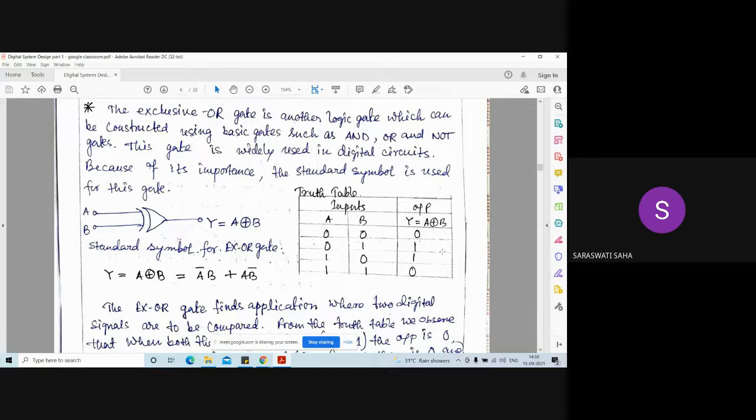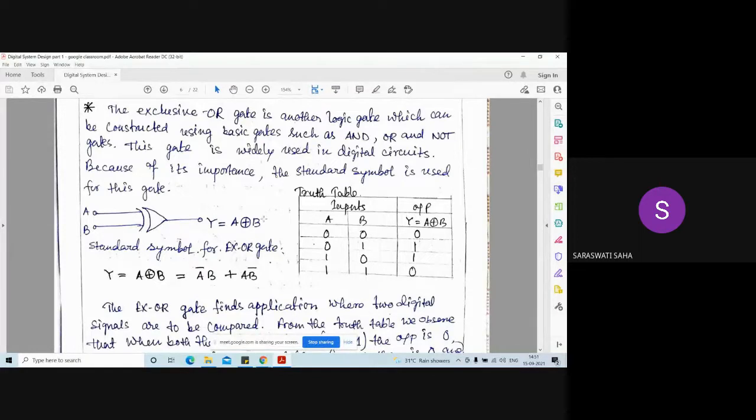See the truth table and try to understand the point. Here one input is 1, so how many 1s are there? 1. This 1 is an odd number, so if an odd number of 1s is present, then the output will be 1. But here both inputs are 1, so how many 1s are there? 2. And this 2 is an even number. So if an even number of 1s are there, then the output will be 0. Got this point? Yes ma'am. Okay, then from the truth table you can understand this.